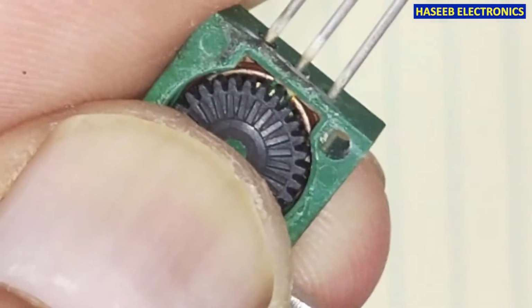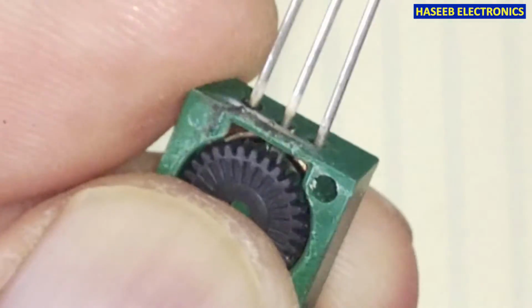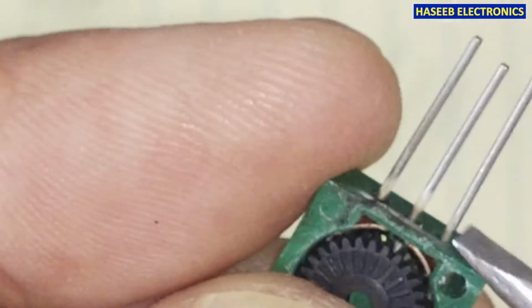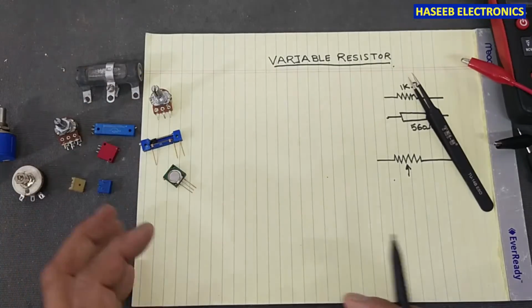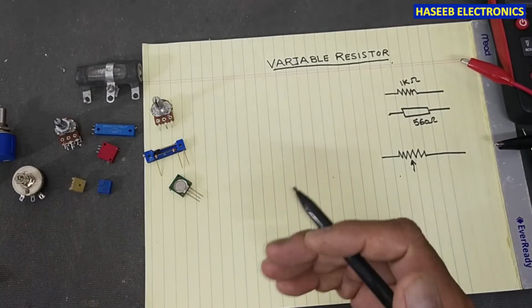We can see when I rotate it, it will move with this screw. Practical use of these potentiometers. Potentiometer is a voltage divider.